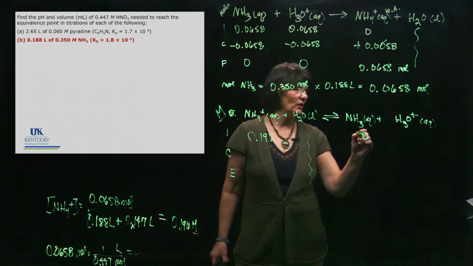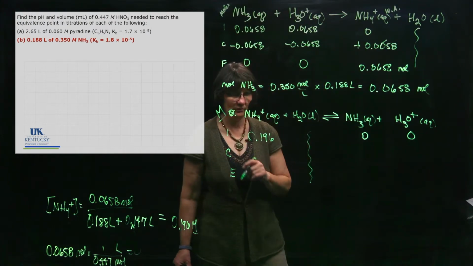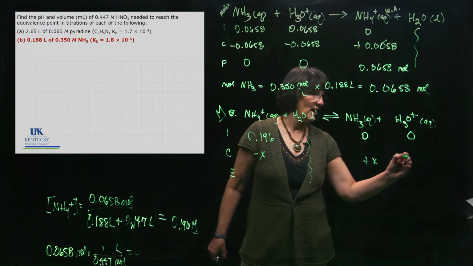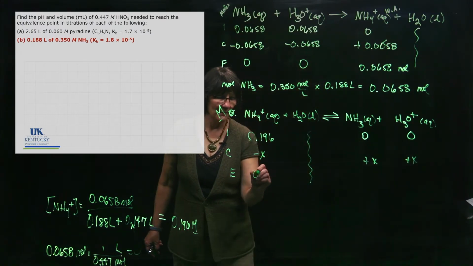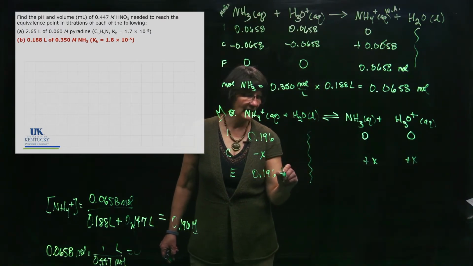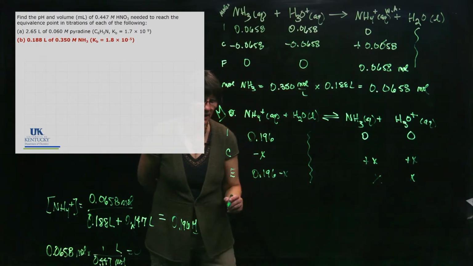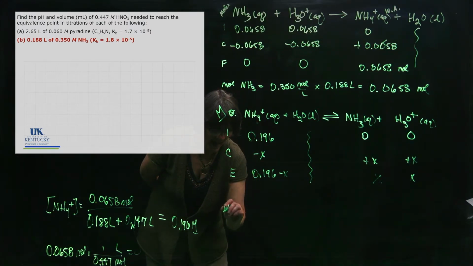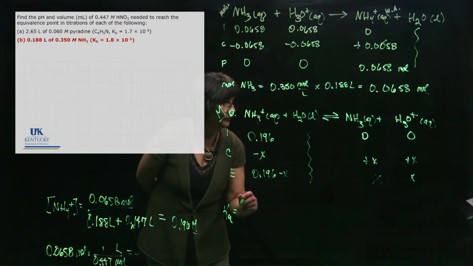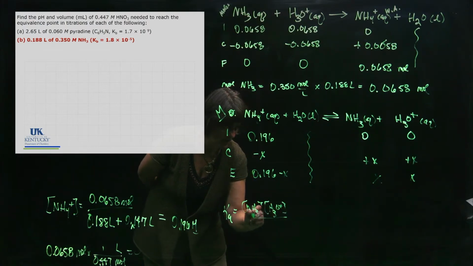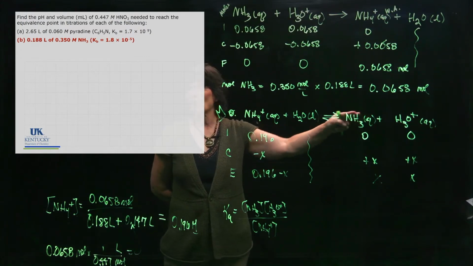I know before this equilibrium is established that these are zeros. So now I'm going to consume a little bit of it and produce a little bit of it, produce a little bit of it, and leave me 0.196 minus x, x, and x. Well, how do I solve for x? Well, I know that this is an acid. Ka is equal to the ammonia concentration, I'm writing the law of mass action here, H3O plus concentration divided by the ammonium concentration. So that is the expression that comes right out of this.